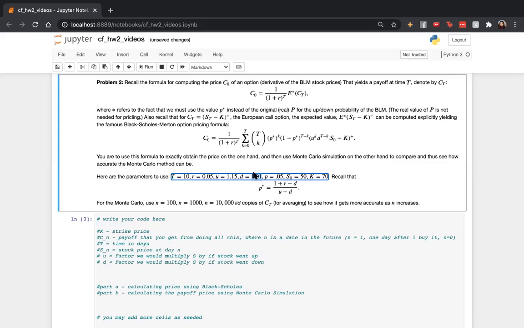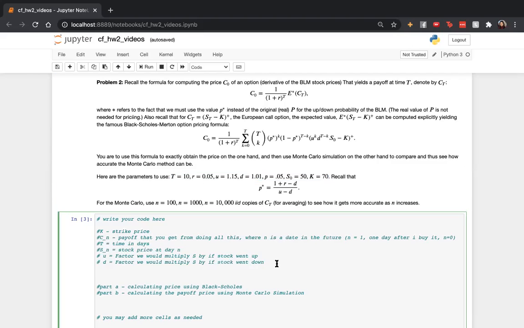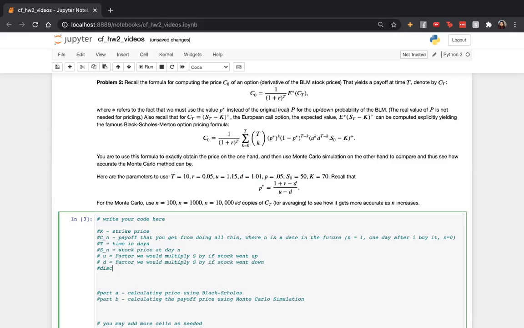But your U and your D could have been anything, where U just has to be bigger than D, right? Because one is up and one is down. That's just something to know because we've gotten a couple of questions about that. And lastly, we have our discount rate, which is this little fraction that we have here. That's 1 over 1 plus r to the t.